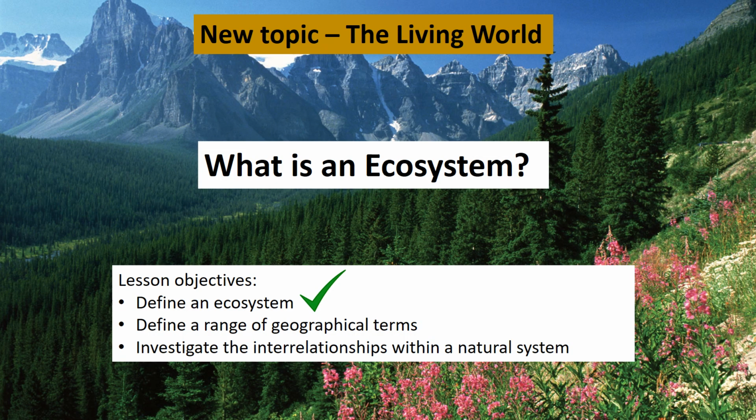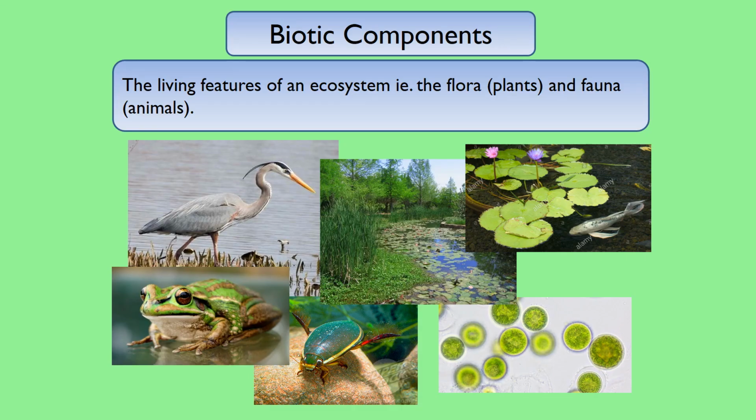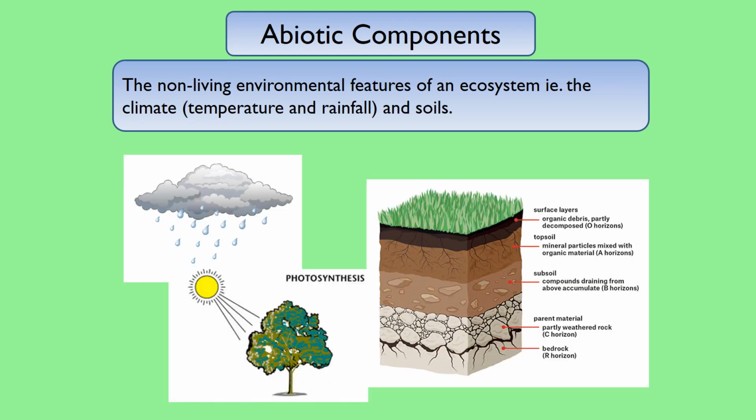Okay, so we have done the first part of the lesson and defined what an ecosystem is. So now we are going to move on to have a look at a range of geographical terms connected with this topic. Biotic components, so the living features of an ecosystem, the plants and animals, the flora and fauna. And abiotic components, the non-living features, such as climate, sunshine, temperature, the soils in the particular area, and the rock underneath, the underlying bedrock.